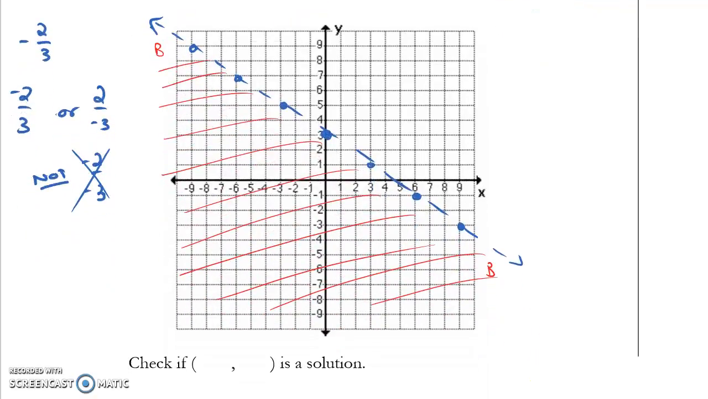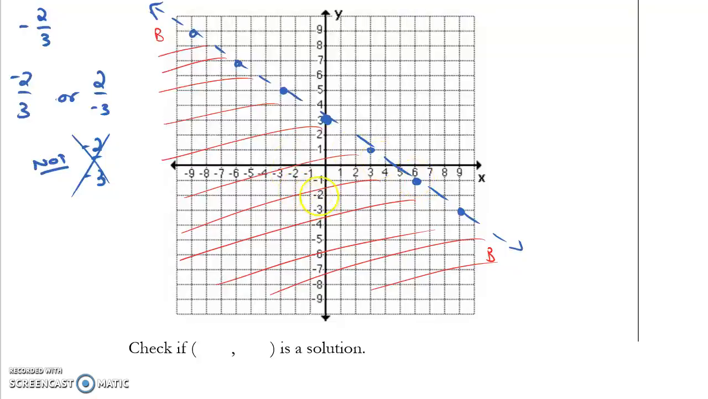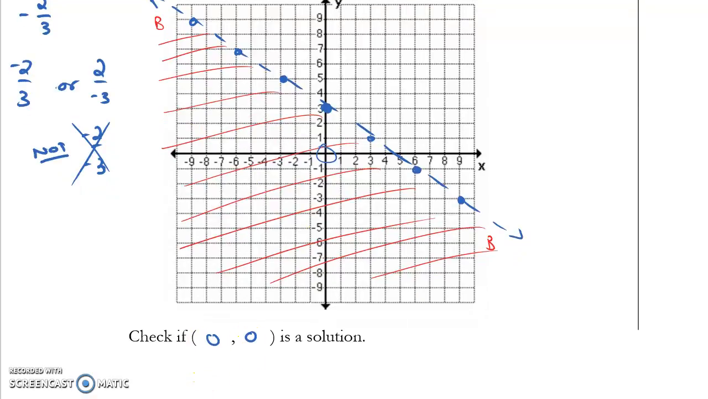To check if it's a solution, pick a point there, just to verify we got this right. 0, 0 is in that shaded area. If I check 0, 0, this should be a solution. When I plug in 0, 0, I get 0 is less than negative 2/3 times 0 plus 3, and that's true.